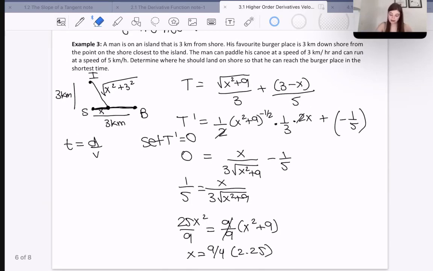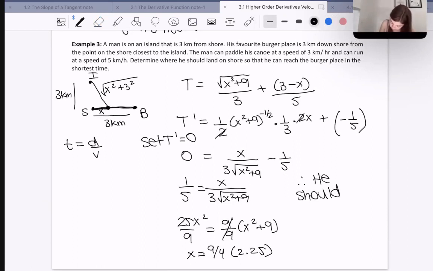And let's go back just to see what the question asked. The question said determine where he should land on shore. So they're asking for what x is, and we figured it out. We said he should land 2.25 kilometers up shore. And there we have it.